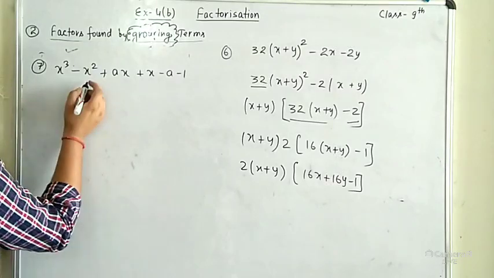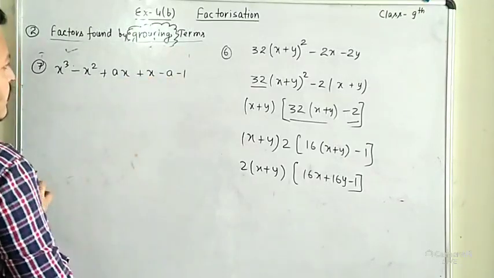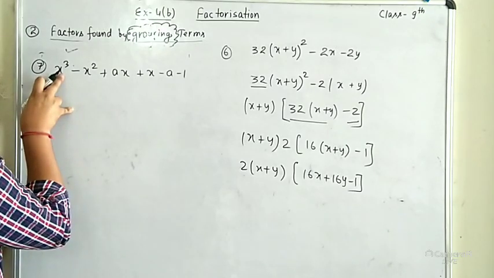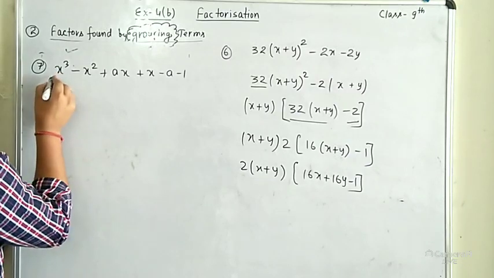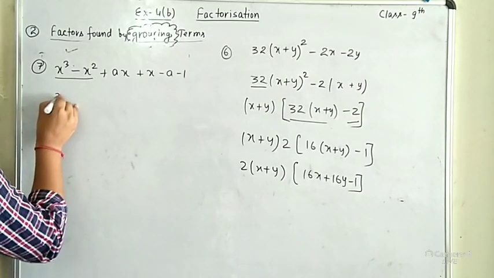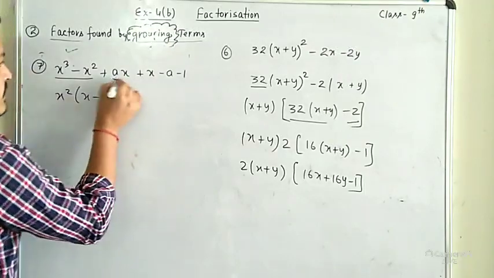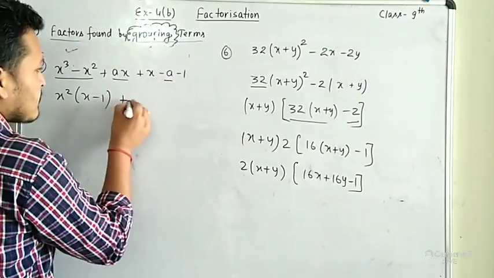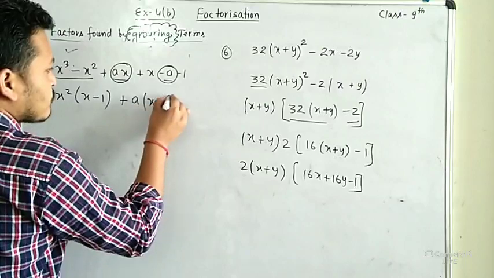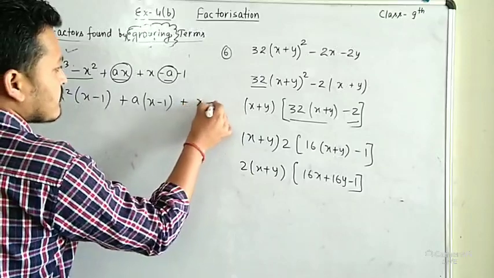This is x square plus x and minus 1. Now if we want to take something common, look here, how much common is coming. x square is common, then x minus 1. Next, take a as common in the next term, plus ax and minus a: a is common, and x minus 1 remains here. And in the last, plus x and minus 1, so x minus 1.